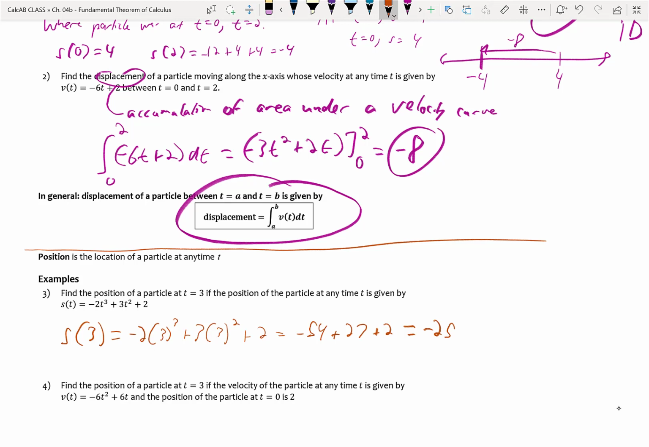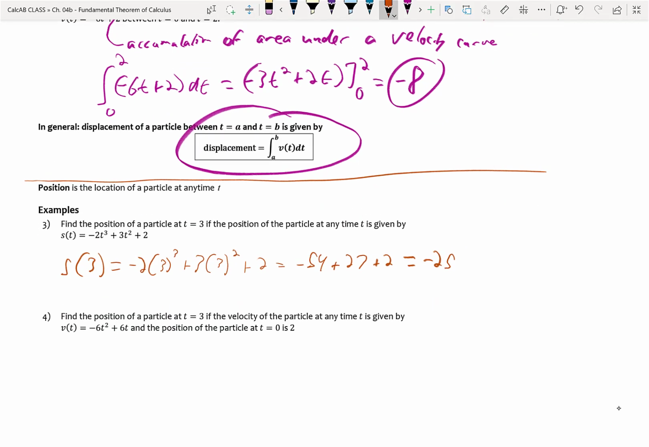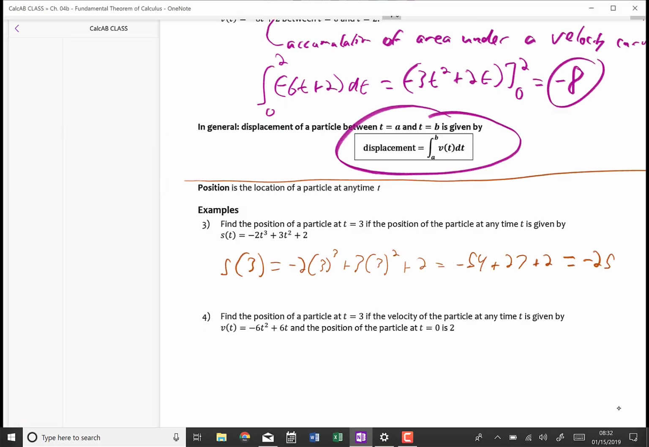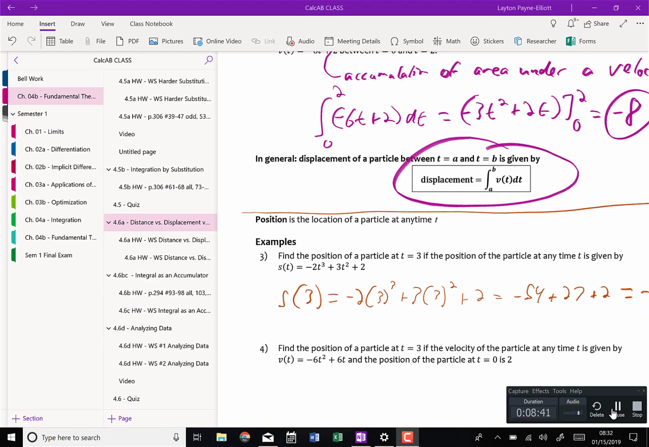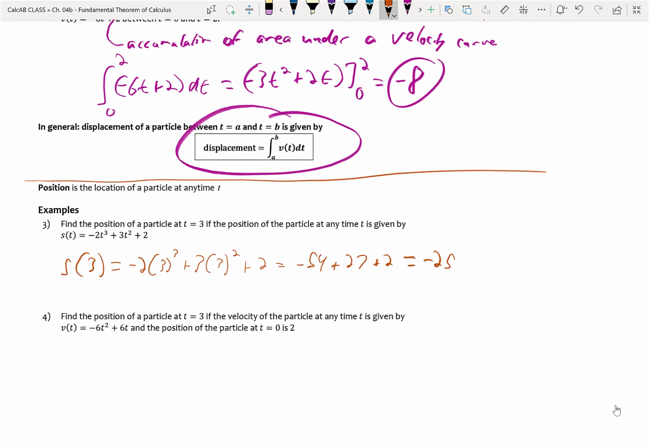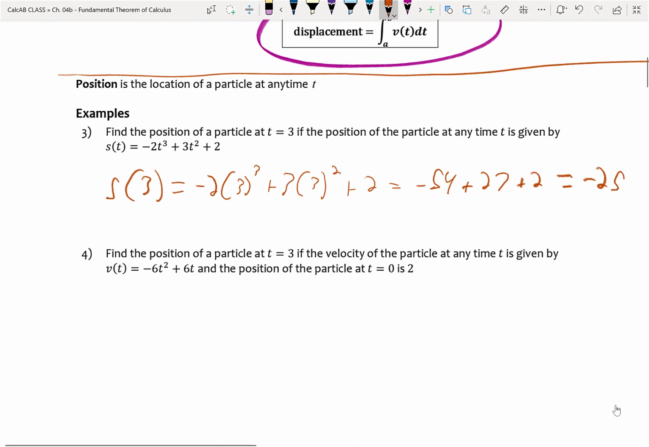Okay, next, find the position of a particle at t equals 3 if the velocity of the particle is given by this and the position at t equals 0 is 2. I want you to read this question again for a second. I'm going to pause the video for a little bit while you read it to yourself because you have to absorb what it says. Resuming, how would you go about finding what the position at t equals 3 is? Simba?